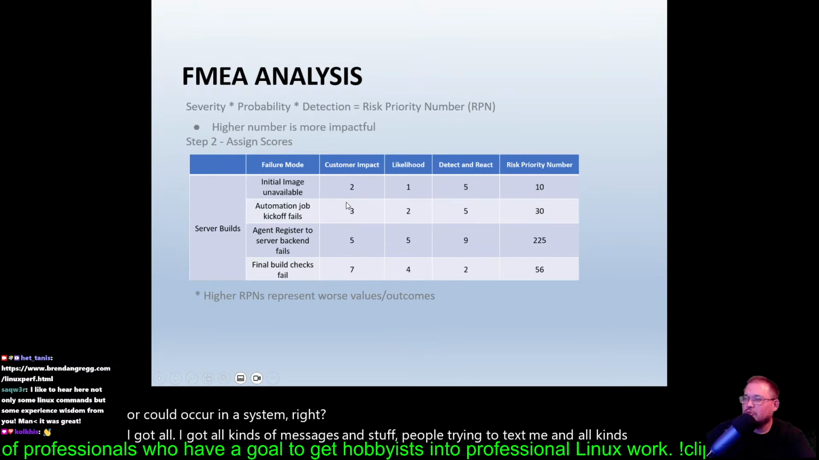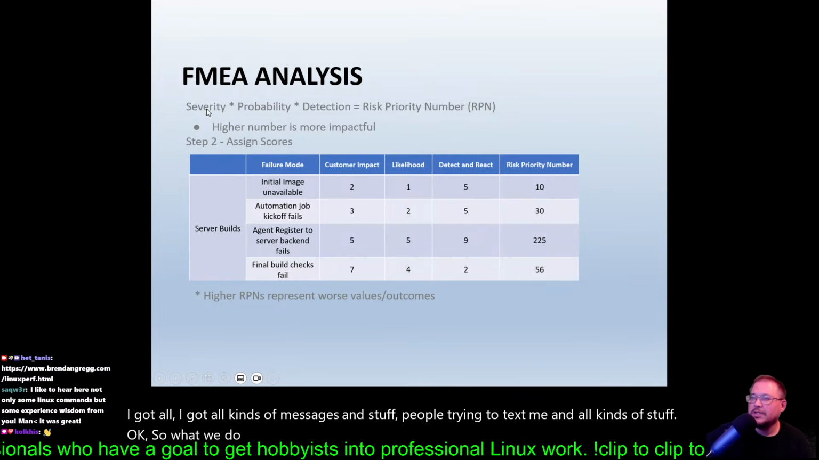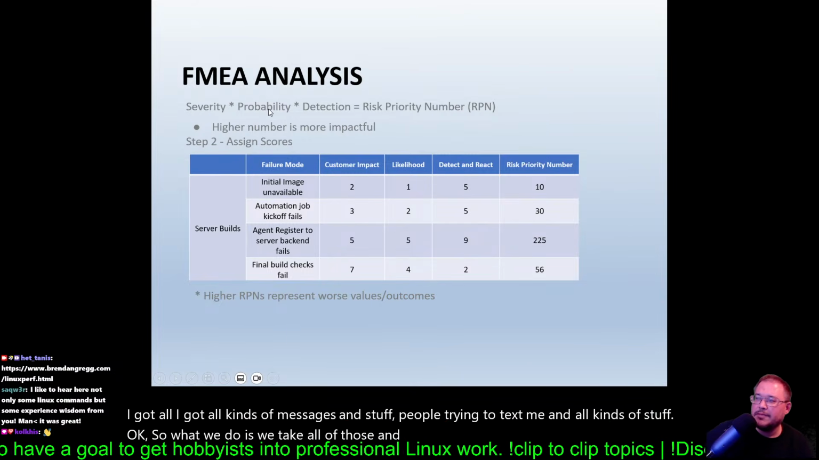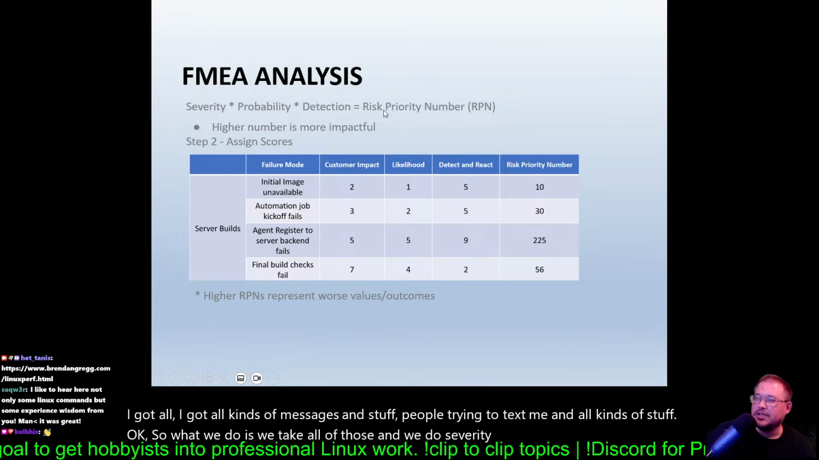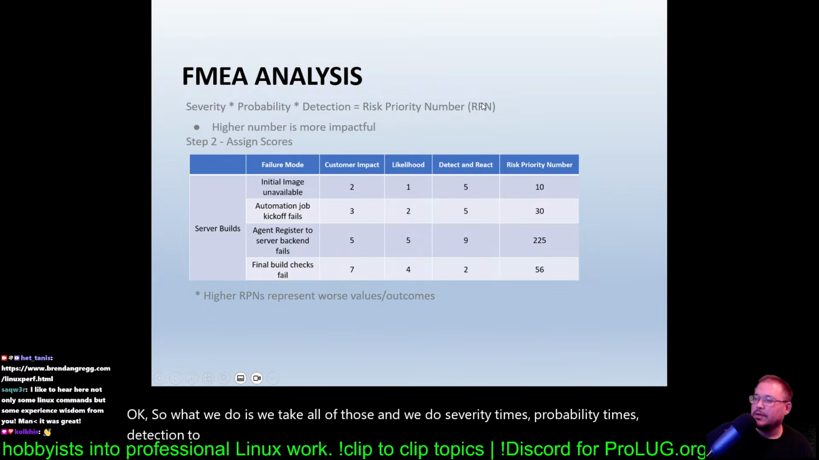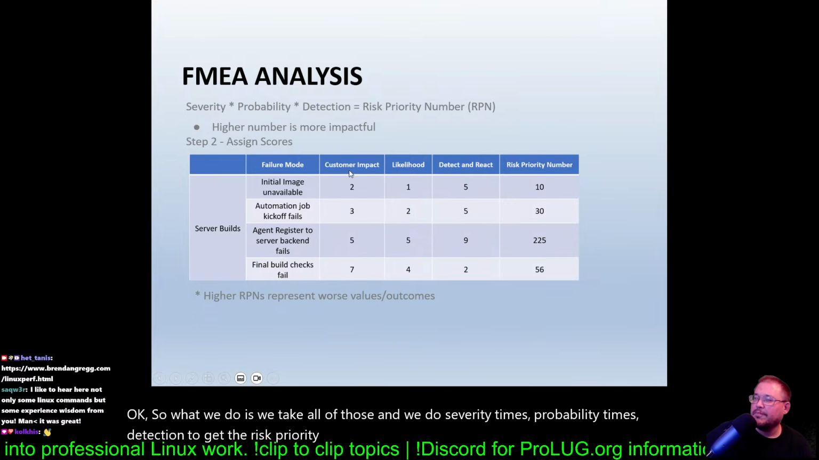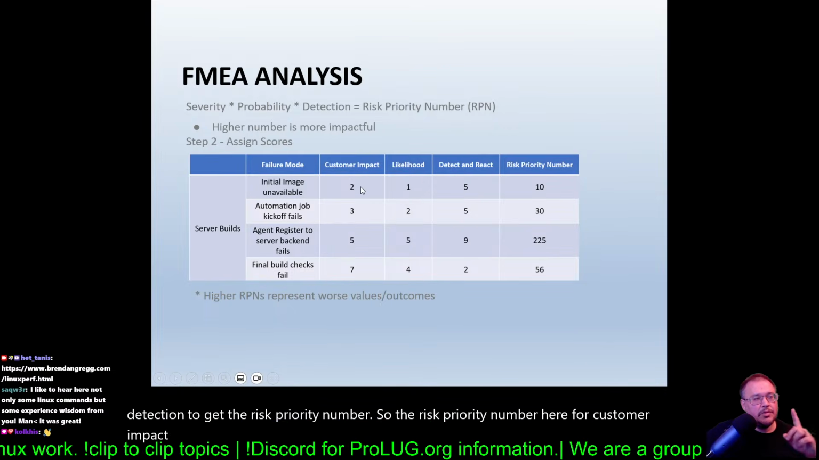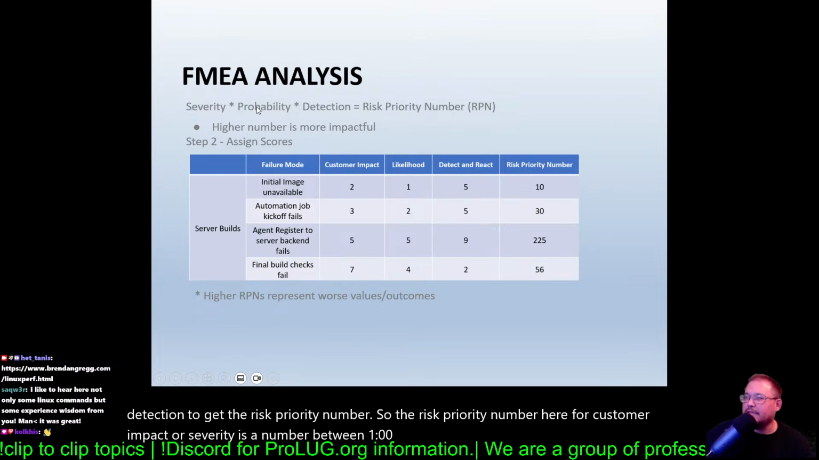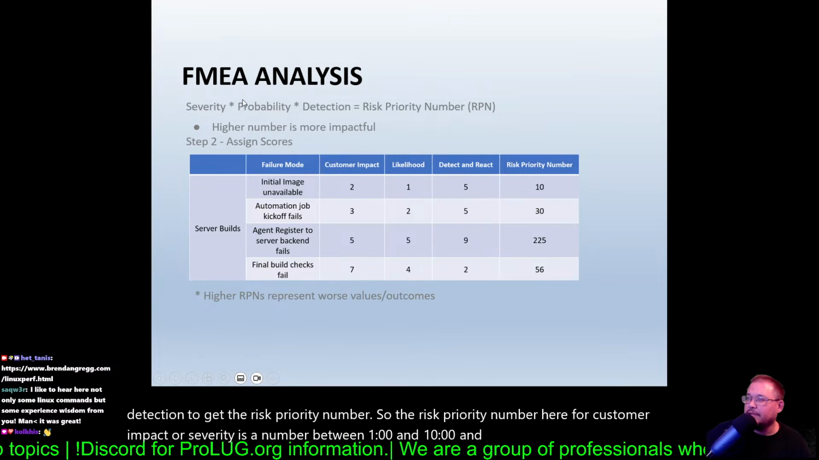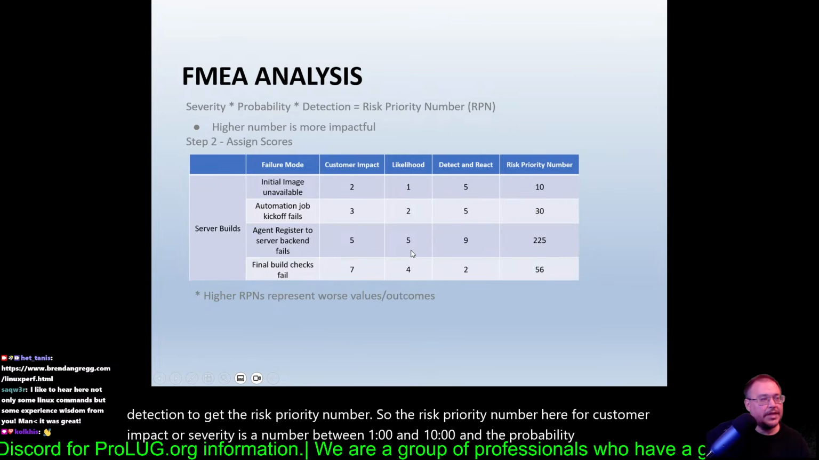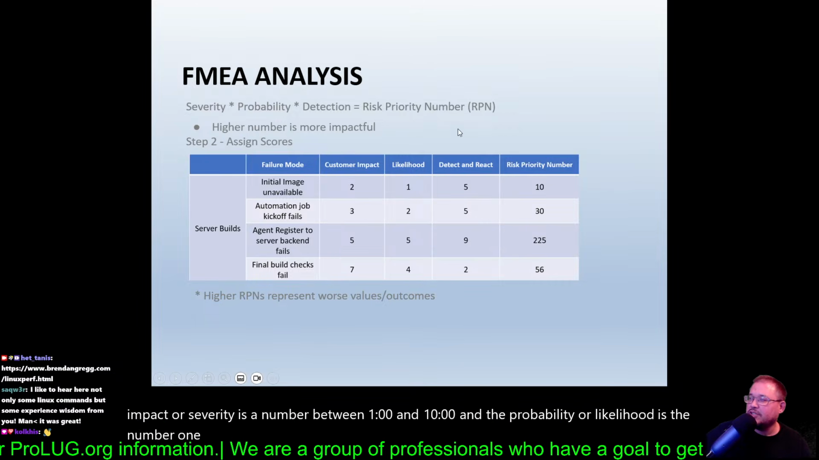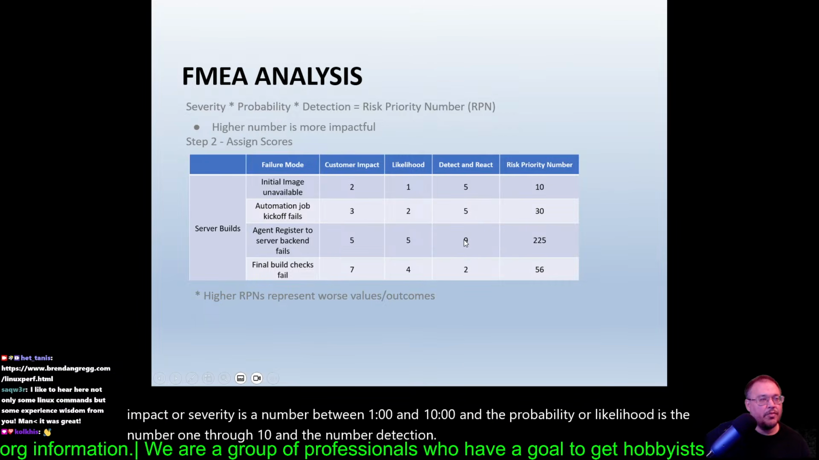Okay, so what we do is we take all of those and we do severity times probability times detection to get the risk priority number. So the risk priority number here for customer impact or severity is a number between 1 and 10. And the probability or likelihood is the number 1 through 10. And the number for detection, or detect and react, is the number 1 through 10.